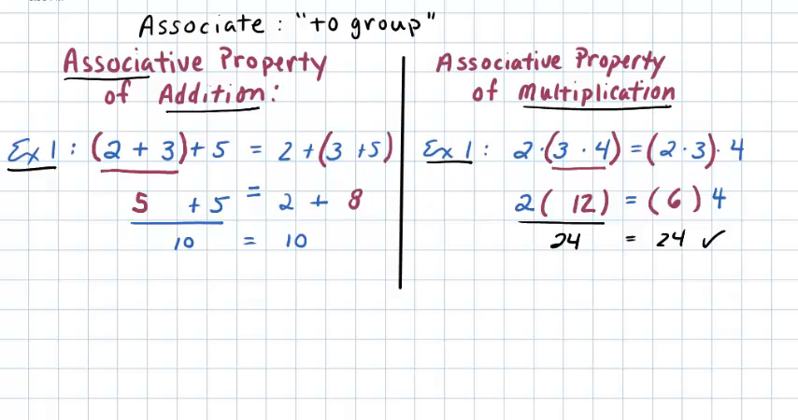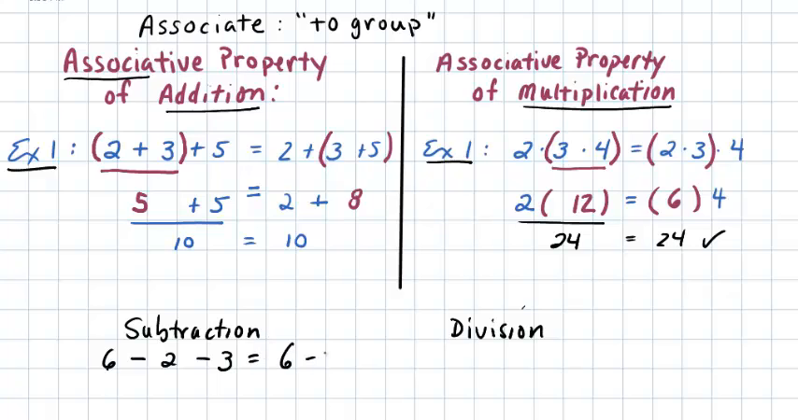You might wonder about associative properties for subtraction and for division. They don't exist. And you can try some examples. I'll just do a quick one here for subtraction. What if we had 6 subtract 2 subtract 3? And let's see, does that equal 6 subtract 2 subtract 3? Well, let's put some grouping symbols in. 6 minus 2 I'll do first on the left, and on the right hand side I'll do 2 minus 3.